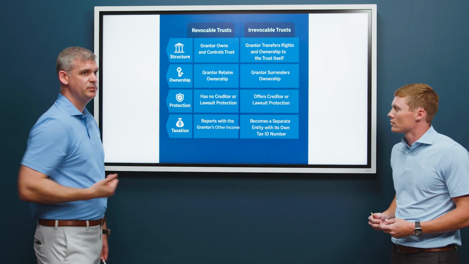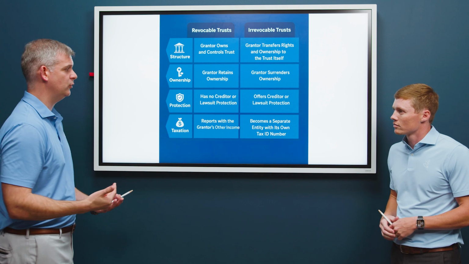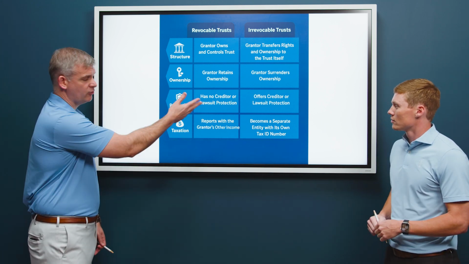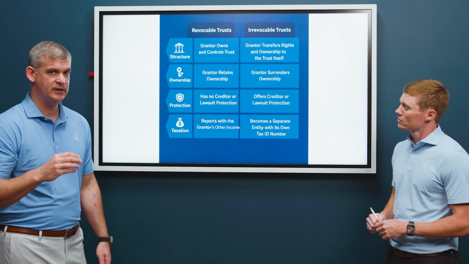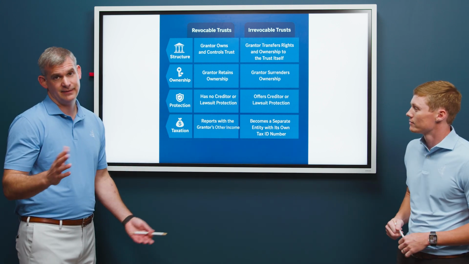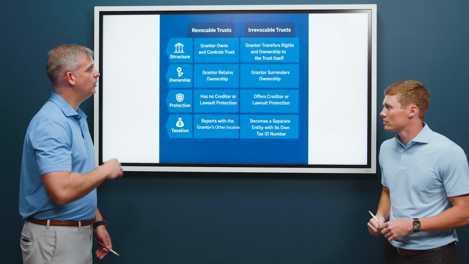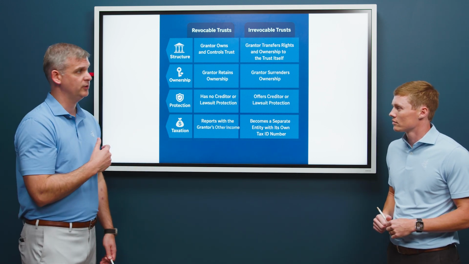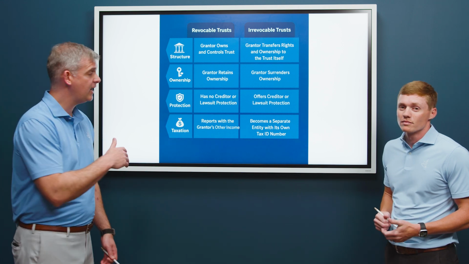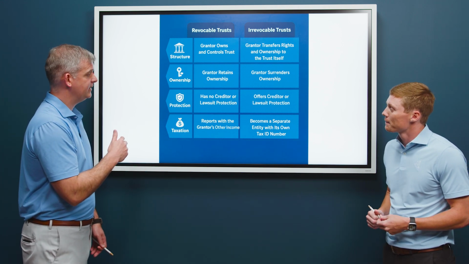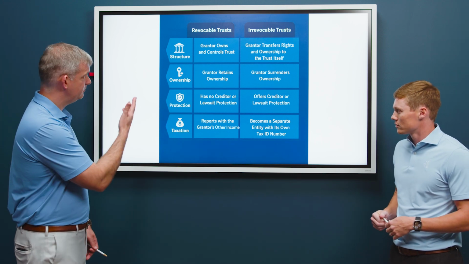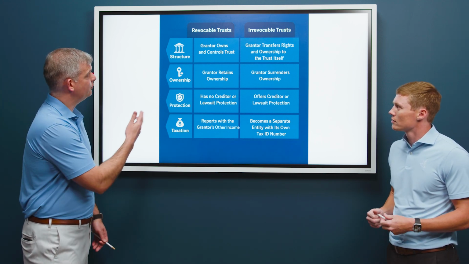Protection. So what is a revocable trust used for? Typically, revocable trusts are not creditor protected, they're not lawsuit protected. They're generally used for probate avoidance. That's the general sense of what most people use a revocable trust for. And remember, revocable means we can revoke it at any time. It's not something that is set in stone. We can revoke it, we can change it. That's why it's called a revocable trust.